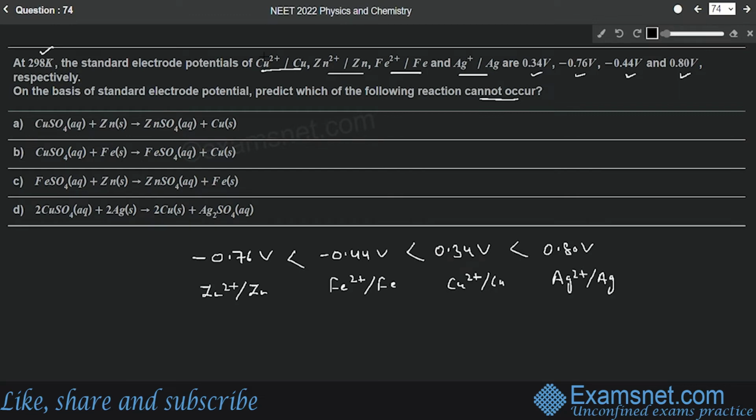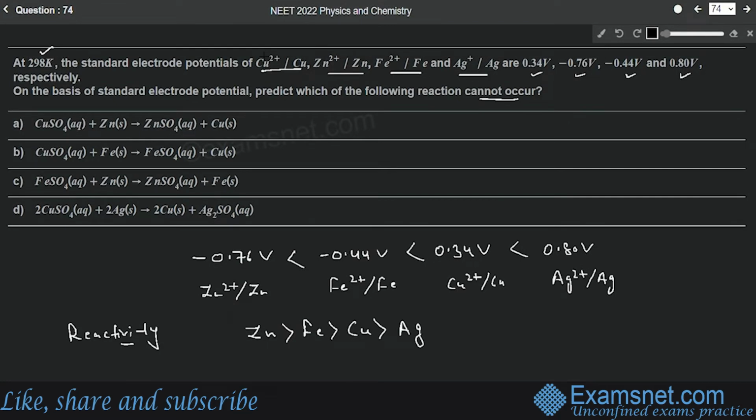Now, as the electrode potential will increase, the reactivity will decrease. That means if we arrange the reactivity of these metals, then it will be maximum for zinc, then ferrous, then copper, and minimum for silver. Got it? Now, here we should know that always a more reactive metal displaces a less reactive metal. Okay, so let's have a look at the options here.